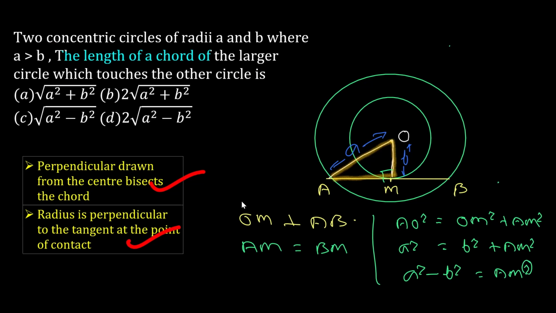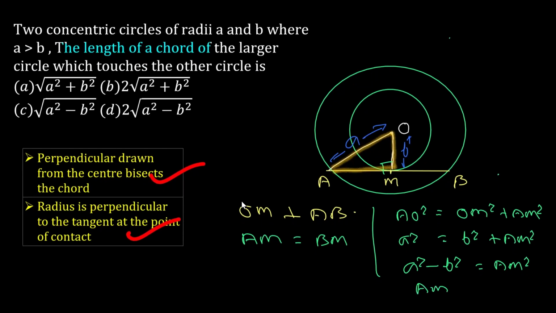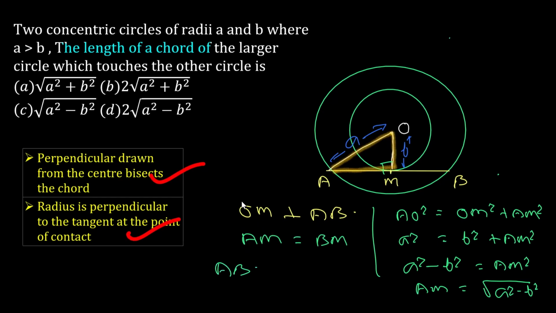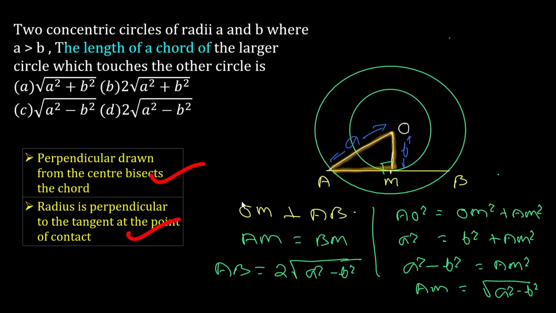Now if I transpose this square to the left-hand side, it's going to be under root, right? So we can say that the length of this AM should be under root A square minus B square. But then we have to find the length of this whole chord, not just AM. And we can see AM and BM are equal over here. So we can say that the length of AB will be twice of AM. So this would be 2 times under root A square minus B square. So we can see we have an option that matches. This is the correct option for this question.